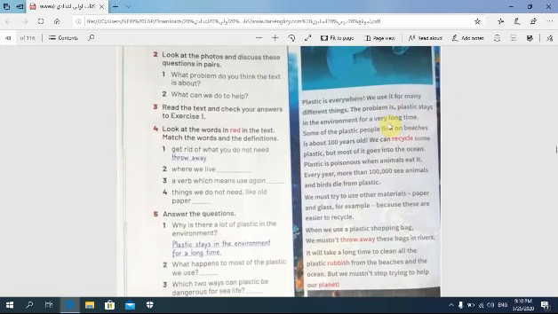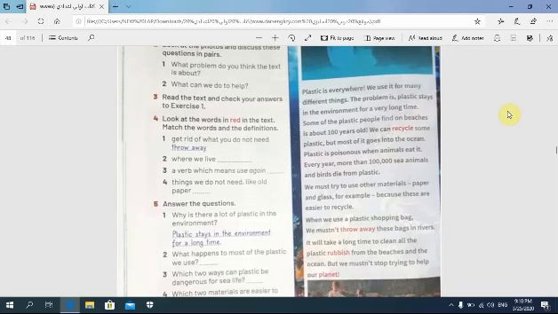Plastic is everywhere. We use it for many different things. The problem is plastic stays in the environment for a very long time. Some of the plastic people find on beaches is about 100 years old. We can recycle some plastic, but most of it goes into the ocean. Plastic is poisonous when animals eat it. Every year, more than 100,000 sea animals and birds die from plastic.